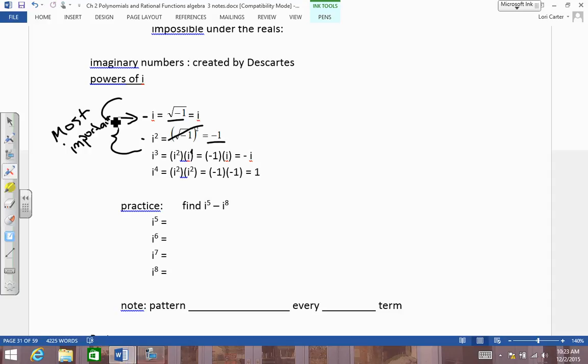Okay, i to the 4th. I can break it down many ways. It can be i squared times i squared, it can be i cubed times i, it can be lots of things. I like using i squared because i squared is negative 1. It doesn't get any easier than that. So I use i squared and i squared because 2 plus 2 is 4. Negative 1 times negative 1 is 1. So i to the 4th is a real number. It is 1.